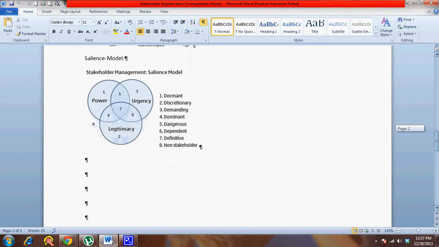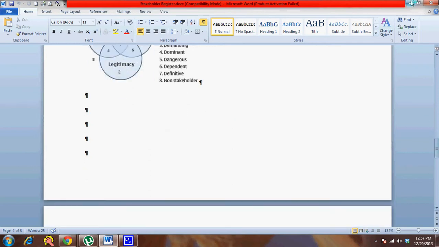Then you have the salience model. The salience model is more concerned with what kind of stakeholders are involved. Based on power, urgency of information, and legitimacy, you can classify stakeholders as dormant, discretionary, demanding, dominant, dangerous, dependent, definitive, or non-stakeholder. So there are different levels. The people who need to be taken care of in terms of communications are the dormant, discretionary and demanding stakeholders. So these are different techniques that are used to come up with the stakeholder list.